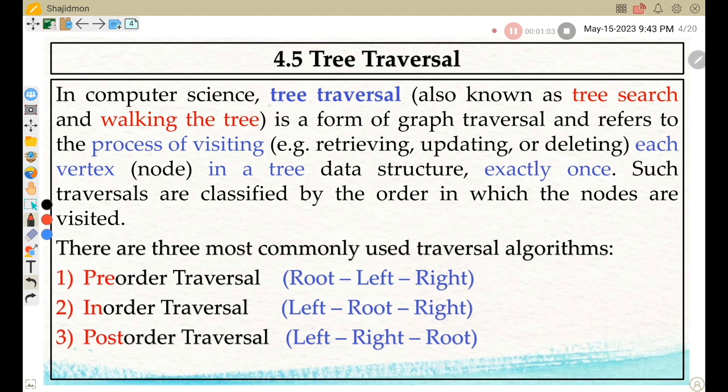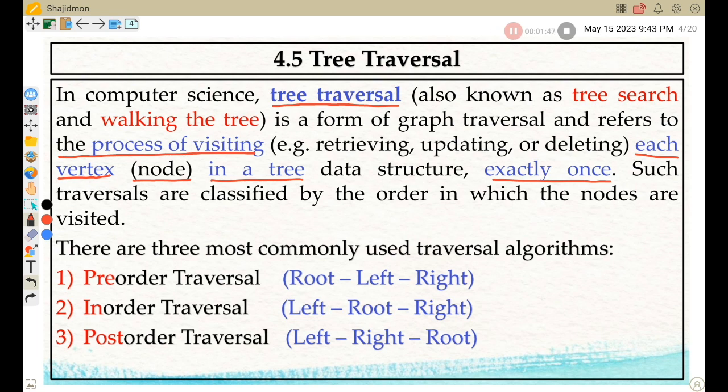So tree traversal, what is the meaning of tree traversal? Tree traversal means tree search, or walking through the tree. Roughly, it is the process of visiting each vertex, or node, in a tree exactly one time in a systematic way. That is called tree traversal. So traversing is the process of visiting each node or vertex of a tree exactly one time in a systematic way.